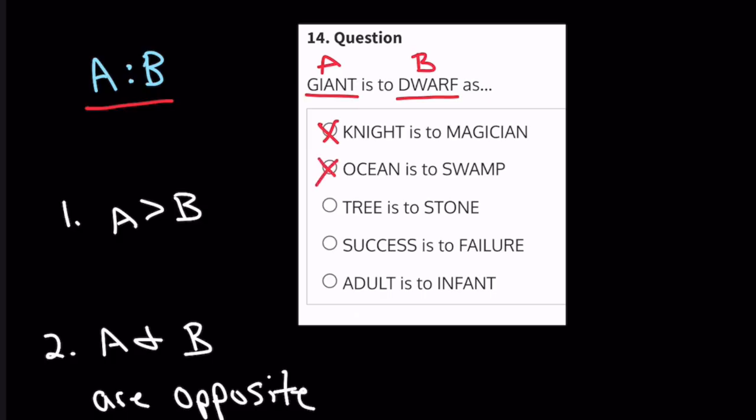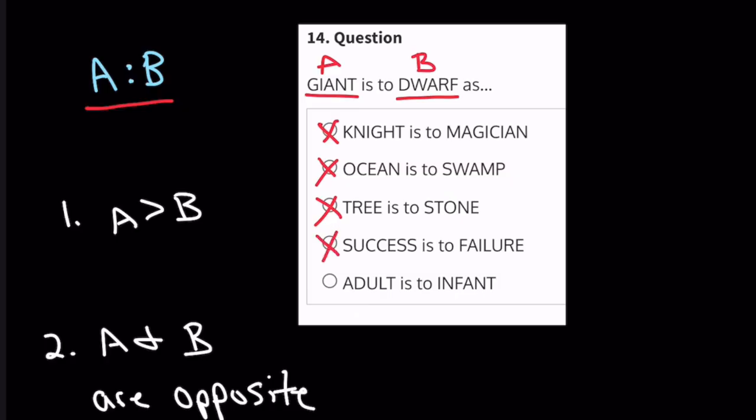Then we have tree is to stone. So a tree could potentially be bigger than a stone. However, these are not opposites, so we're going to eliminate this answer choice. Then we have success is to failure. Well, we have no idea whether or not a success is necessarily bigger than a failure. Could be the other way around. We don't know. So this is not always true, so we're going to go ahead and eliminate that answer choice.